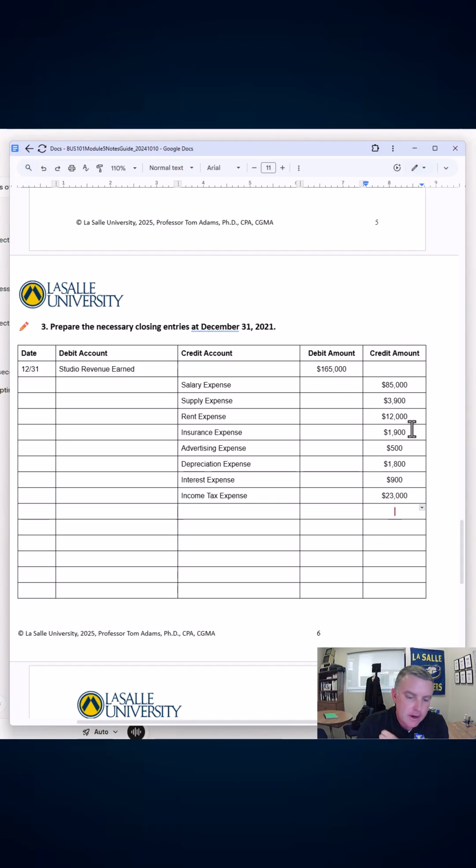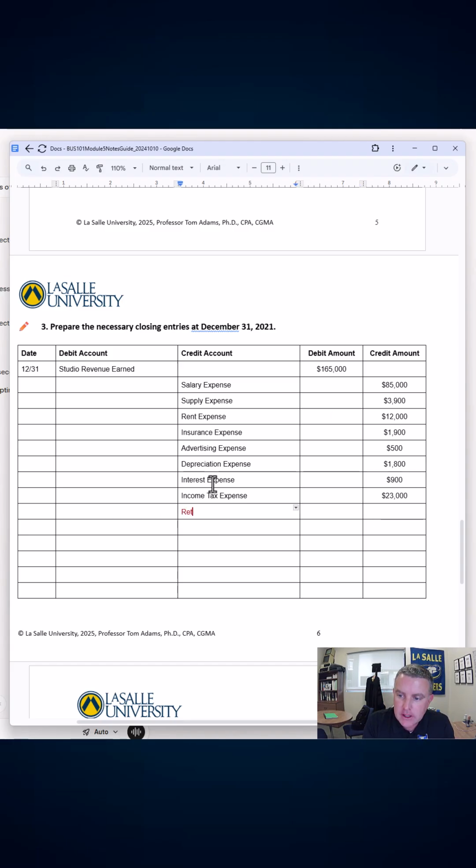So the total of the credits here is going to be $129,000. So the total of these amounts is 129,000. That's the total credits. And over here, the total debits are 165. So we know one of the biggest rules for doing journal entries is the total of the debits have to always equal the total of the credits. So what's wrong here? What are we missing?